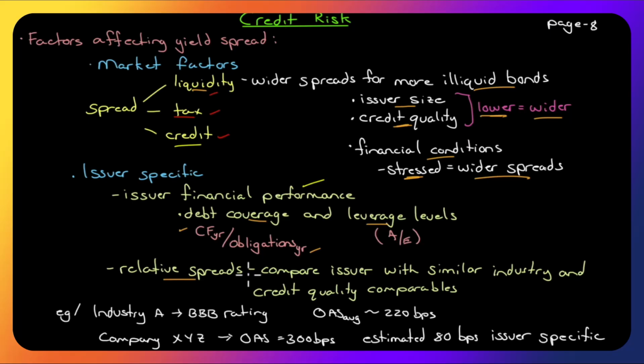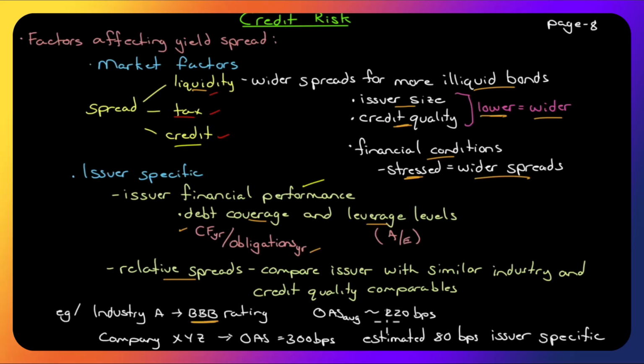Assessment of relative spreads. Compare an issuer with similar industry and credit quality comparables to determine, or try to assess, how much of the credit spread might be issuer specific. Here's an example. Let's say industry A, if we look at all the companies in industry A, have on average a triple B rating.